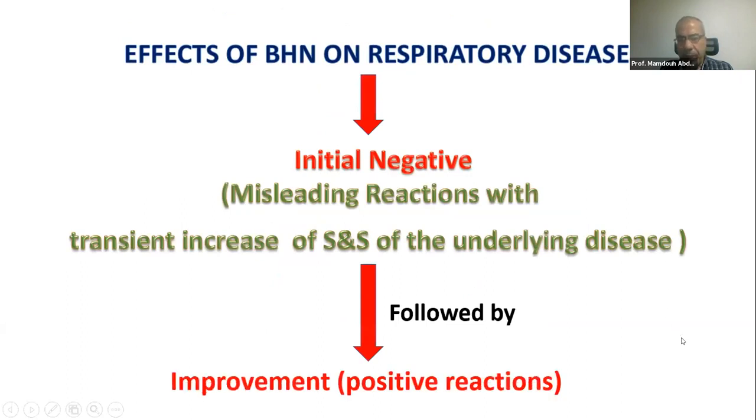BHN, when given to a person with a chest problem, first there will be initial negative reactions. These are called false negative or misleading reactions. They are in the form of a transient increase in the symptoms and signs of the underlying disease, but it is almost always followed by improvement. That's the positive reaction.